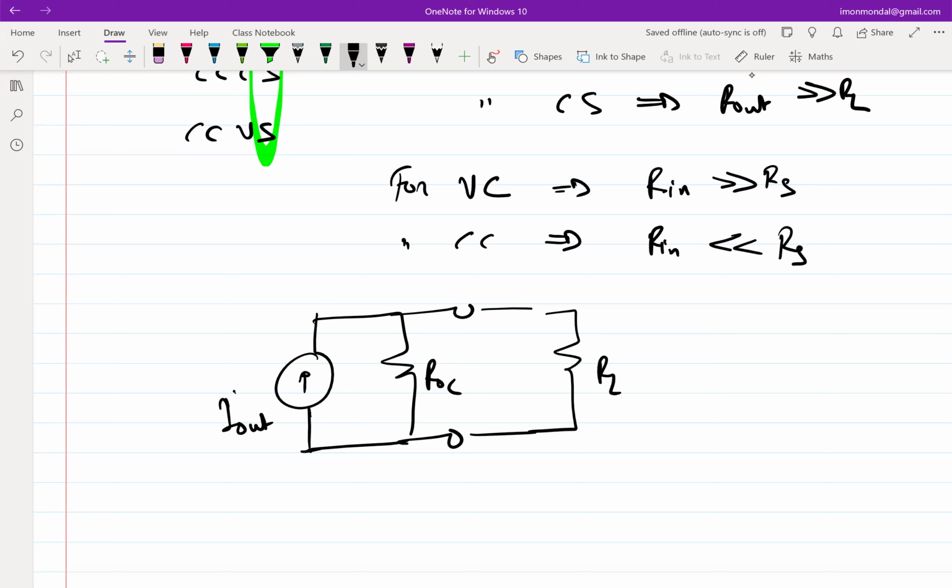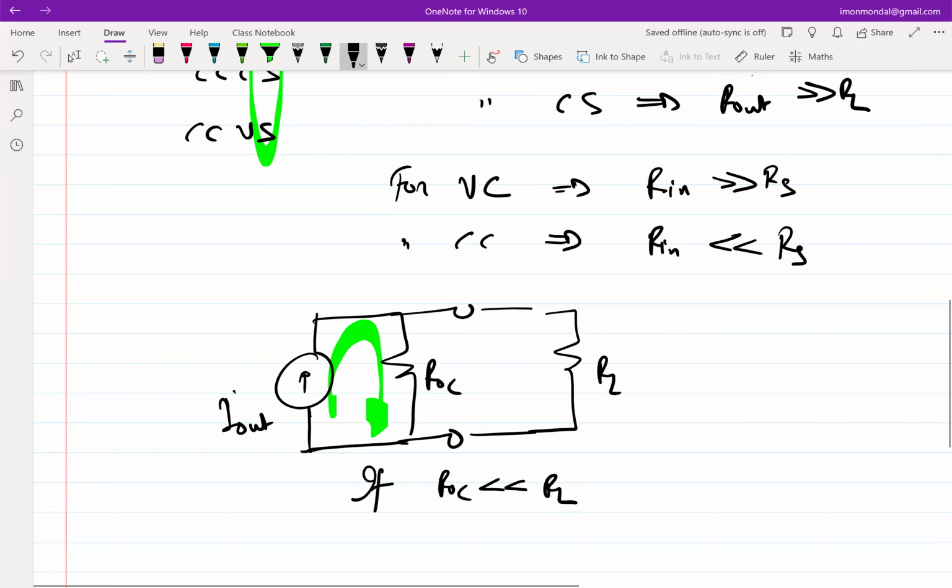Right? Okay. So again, what is the intuition? The intuition is, if ROC is much lesser than RL, then all the current will try to flow into its own internal impedance. Correct? So this voltage will then become Iout times ROC, regardless of the value of RL.